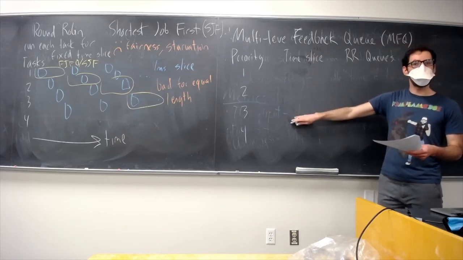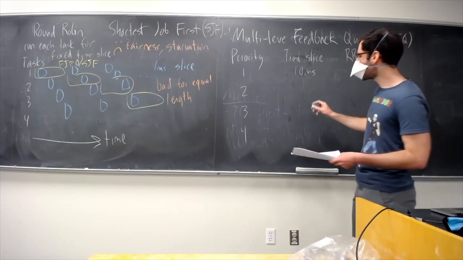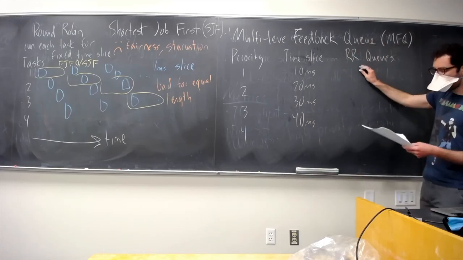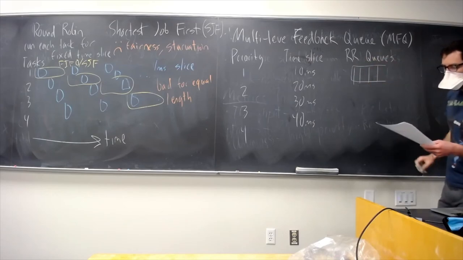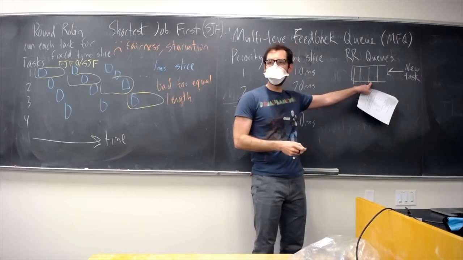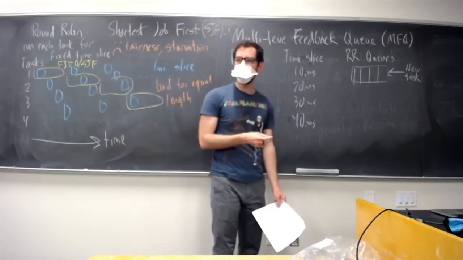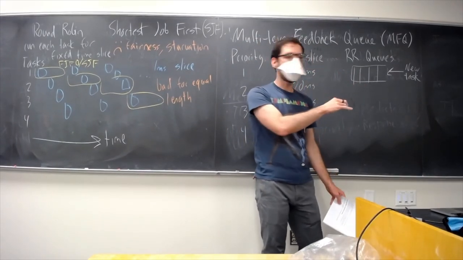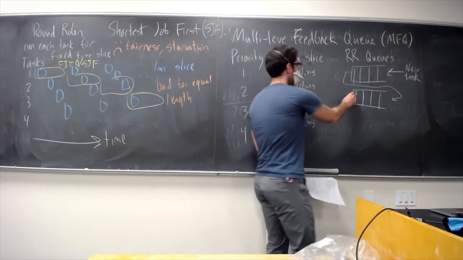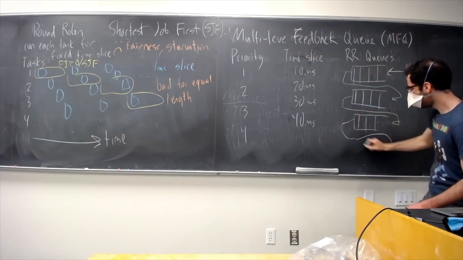And importantly, each level of priority uses a larger time slice. So the top level maybe is 10 millisecond slices, then 20, then 30, and then 40. When a new task comes into the system, it goes into the queue at the top, at the highest priority. And then it eventually gets its 10 milliseconds to run. If it doesn't finish in those 10 milliseconds, it gets bumped down to the next level of priority. If it gets another 20 milliseconds and doesn't finish, it gets bumped down to the next level of priority, and so on.